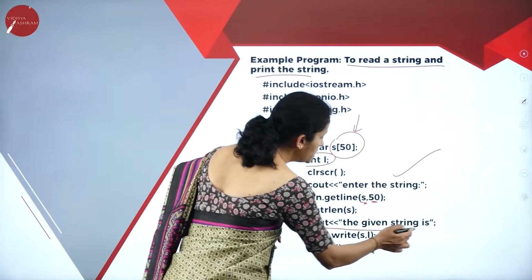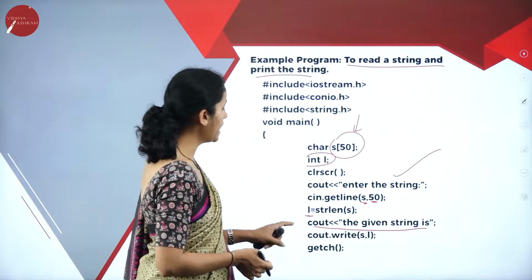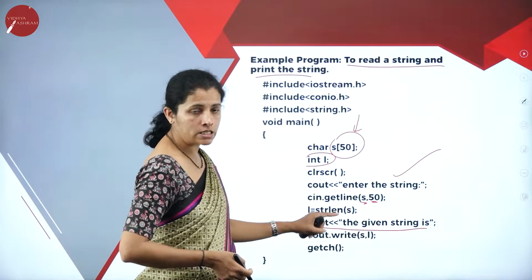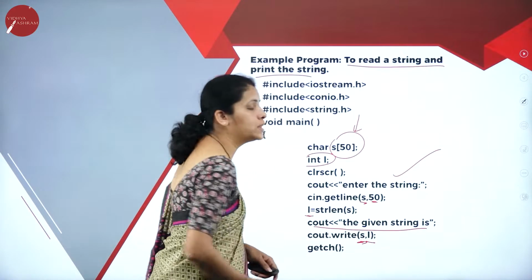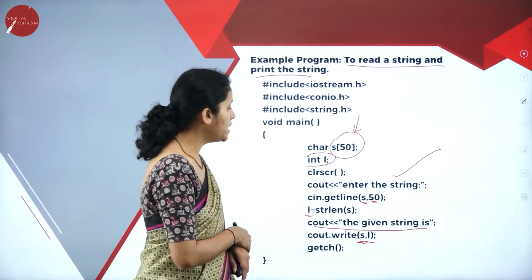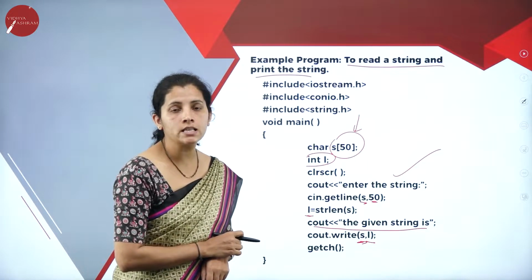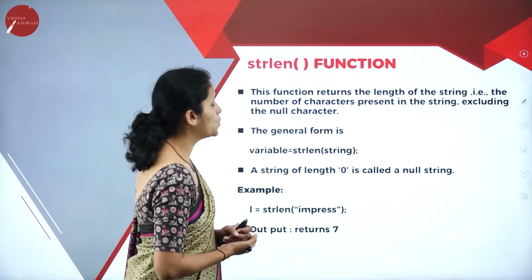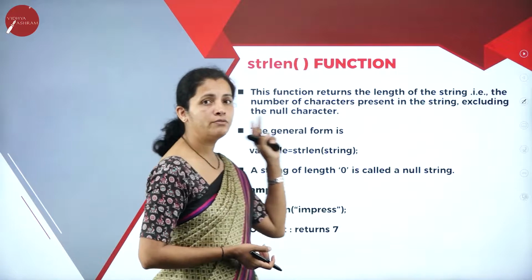Now I want to display the string. So what I will do, I'm going to call the write function to display the string. So here I'm going to pass the string name along with the size of the string. This is the way I can make use of getline function as well as write function in my program.